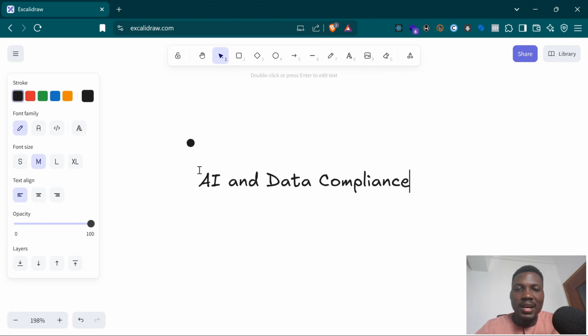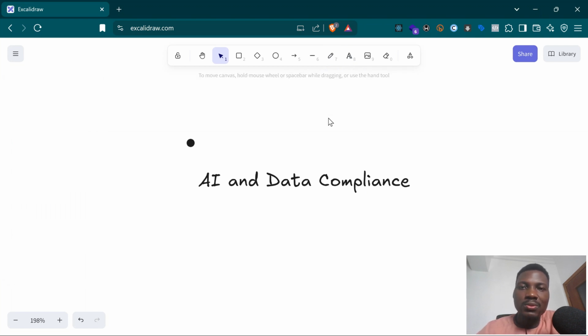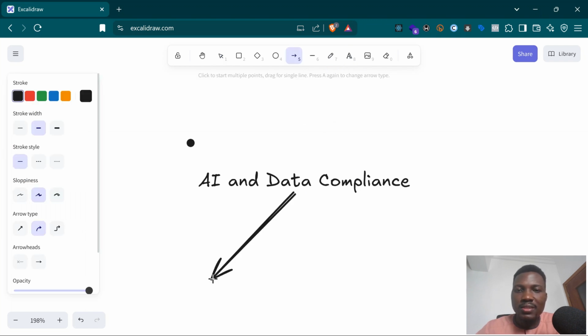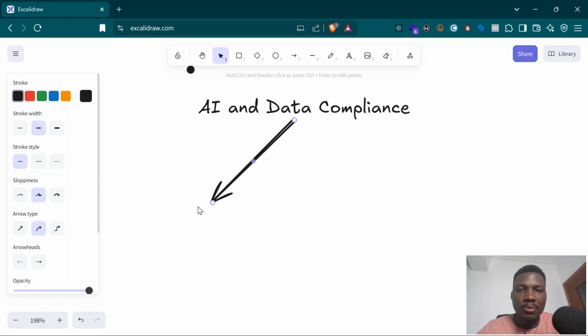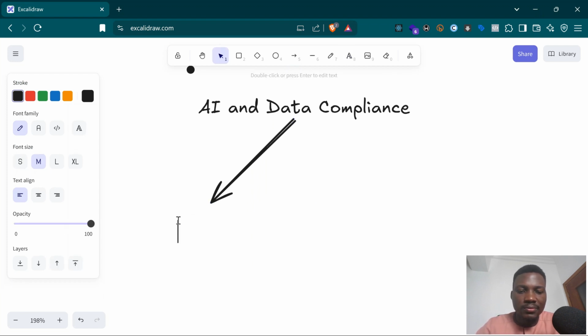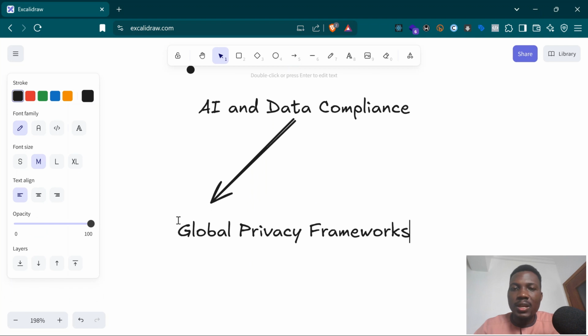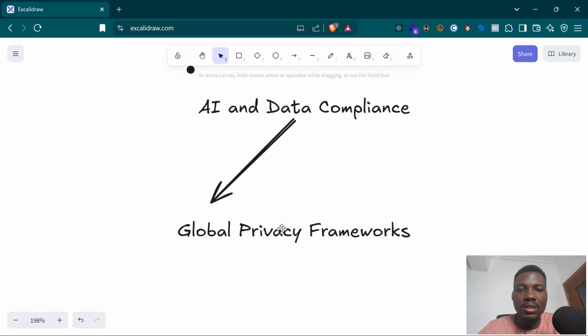Okay, so what are the aspects that we are looking at? Now, we need to look at it from two directions. First, we need to look at AI from the global perspective. And of course, that will be global privacy frameworks. Okay, so what are the things that we need to consider when we talk about the global privacy framework?